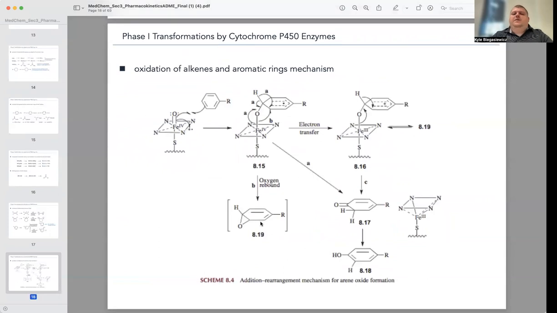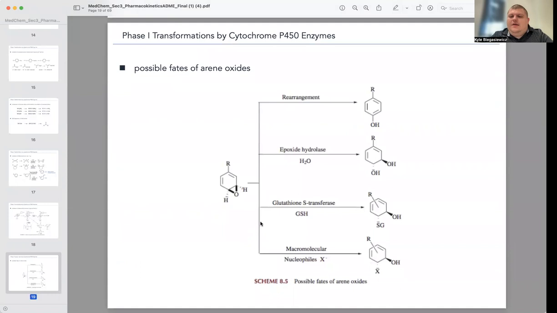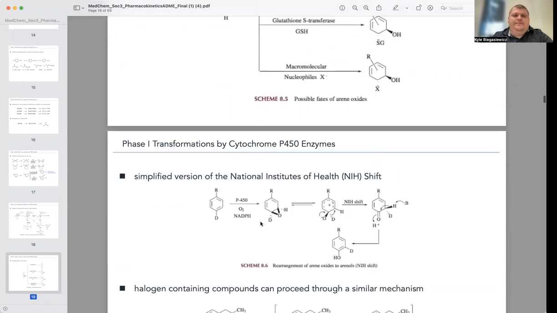Slide 18, you don't need to know this mechanism at all. Slide 19, that reiterates what you saw 2 slides ago. You can go through rearrangements, epoxide hydrolase, right? Glutathione can add, and of course, macromolecular targets like an enzyme will likely appear on your exam.